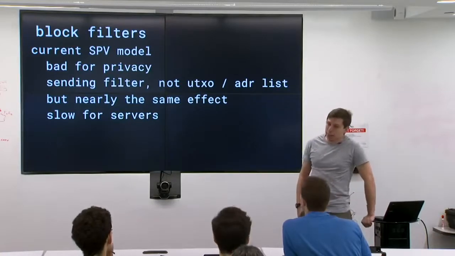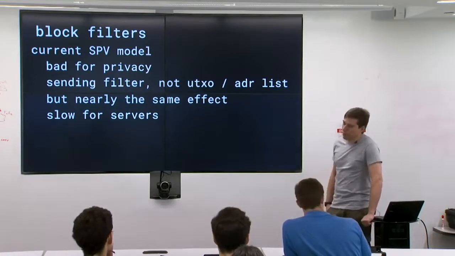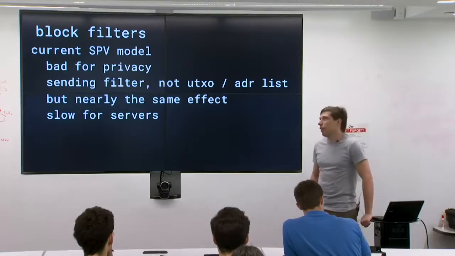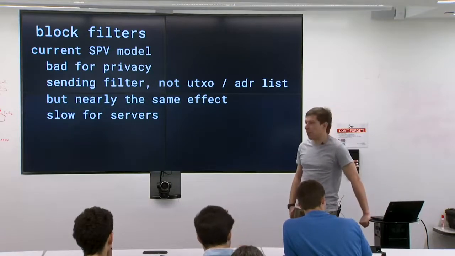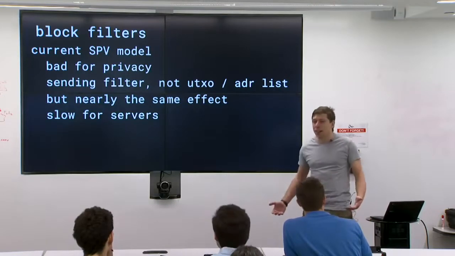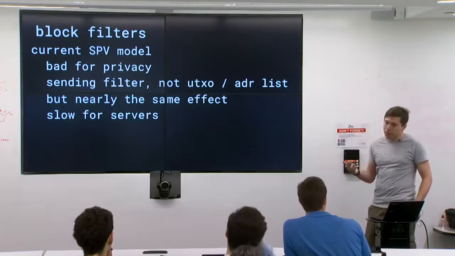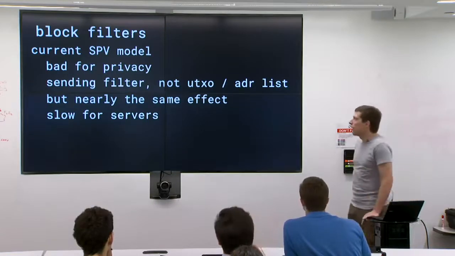But in practice, it's got about the same security as just telling them all your addresses. Right? So it's sort of like, oh, well, I'm sending a hash of my address instead of my address. Well, yeah, but I know all the addresses in existence on the Bitcoin network. I can just try to match it, try to hash and stuff like that.